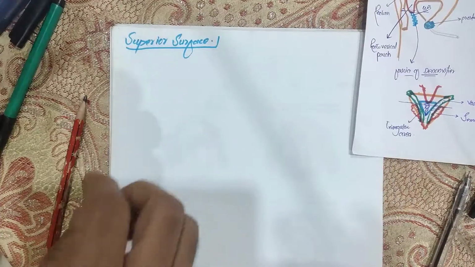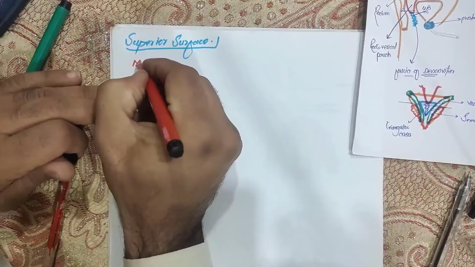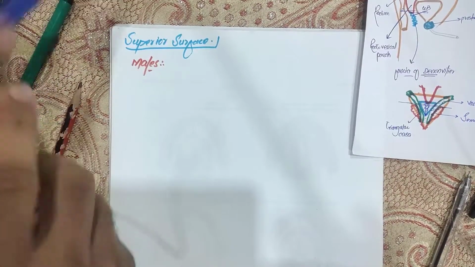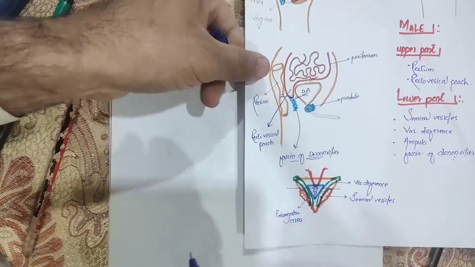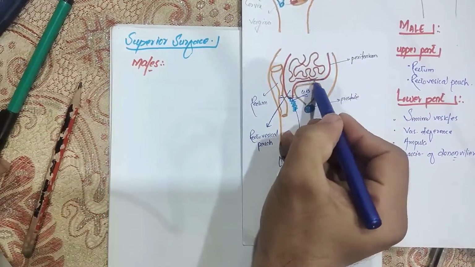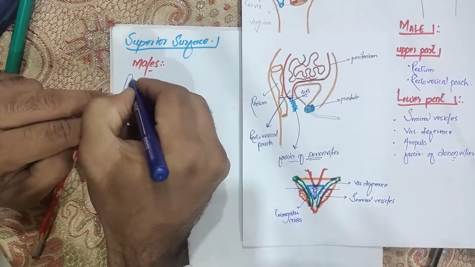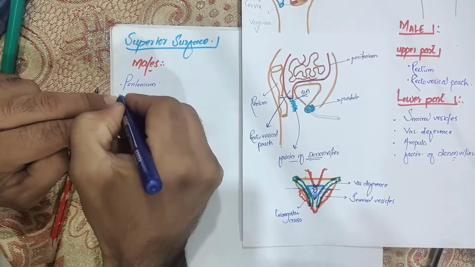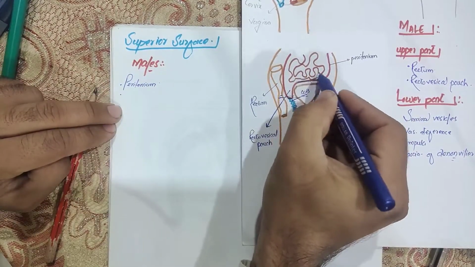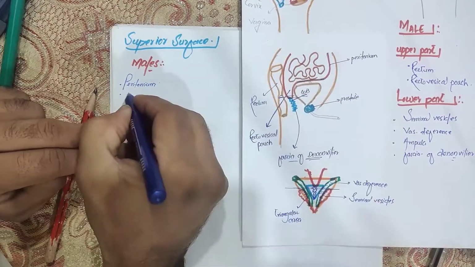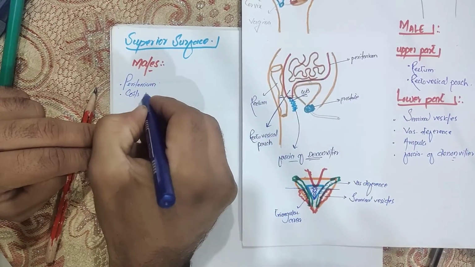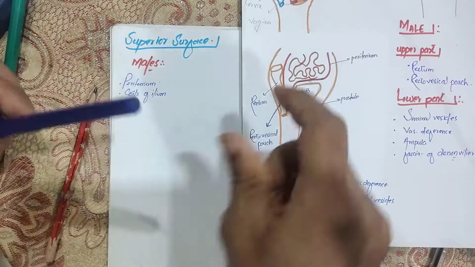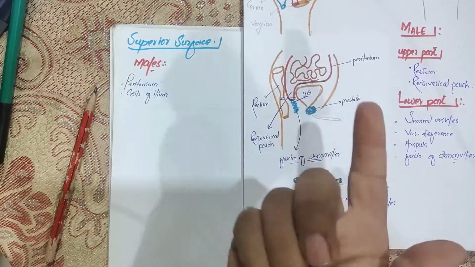Okay, let me write here, in case of males. What structures are there? Look, from this diagram we will see. First of all, peritoneum is there, right? So let me write here, there is the peritoneum. Okay, then what is there? Then the coils of the ileum, the last part of the small intestine. So the coils of ileum is there. Very easily. This is the relations of the superior surface of urinary bladder in case of males.